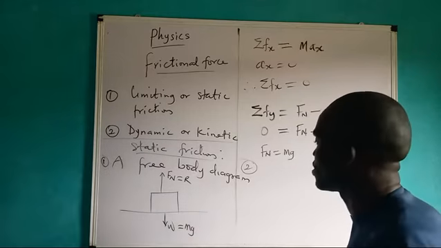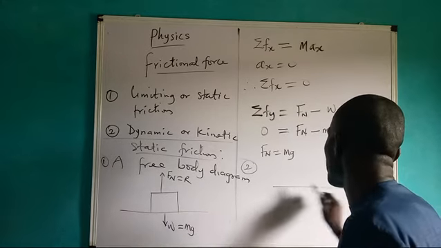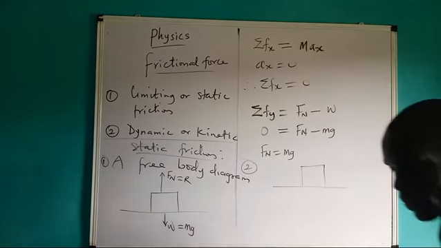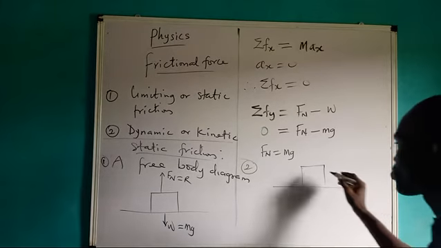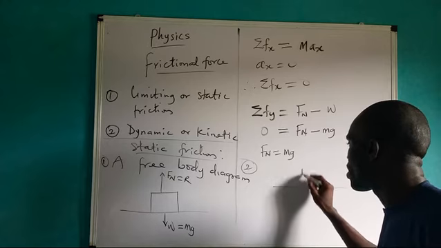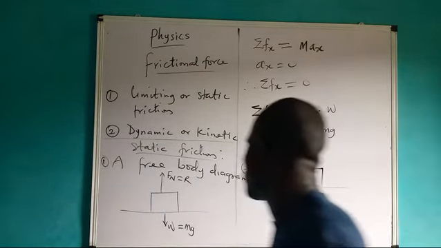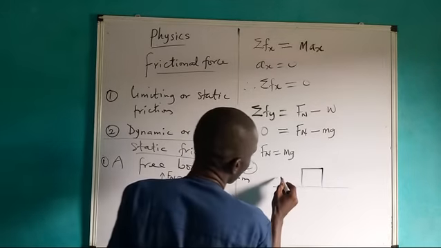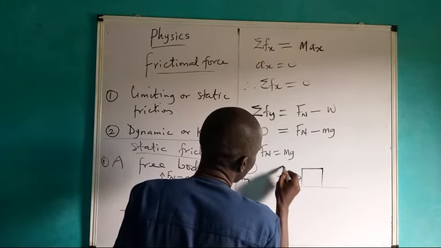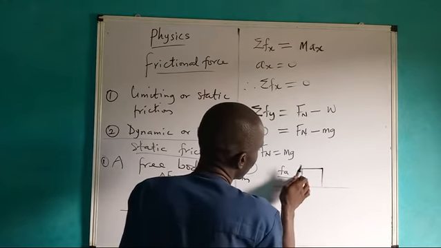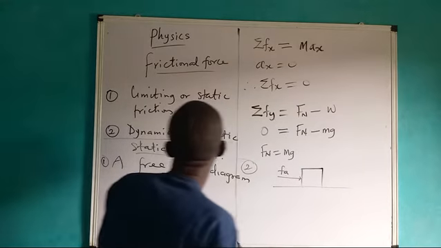Now, assuming I decide to push this body, I decide to apply a force on it. But the body is not moving. You must know that the body is not moving. If I try to apply a force on this body, that force that I apply will be called the applied force, which is Fa. And now, since I want to apply a force, it means that there will be an opposing force.